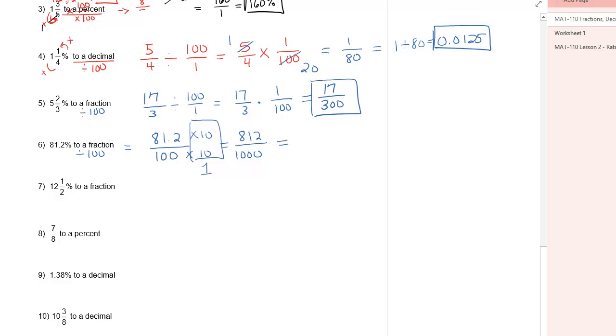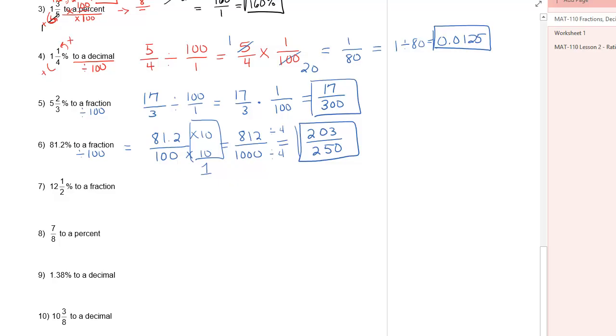So now I need to reduce this. They're both even, so I know they're divisible by 2, but they're actually divisible by 4. So I'm going to divide the top and the bottom by 4, and that will give me 203 over 250. And that is your final answer.